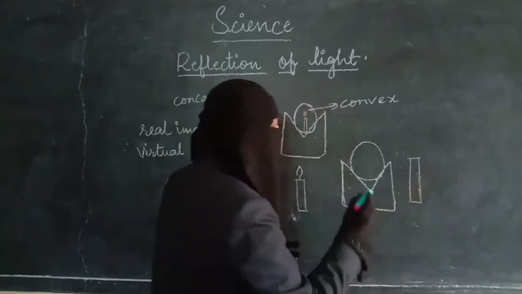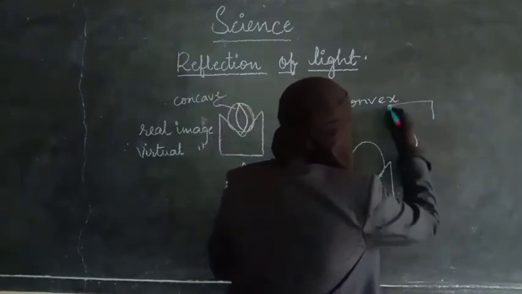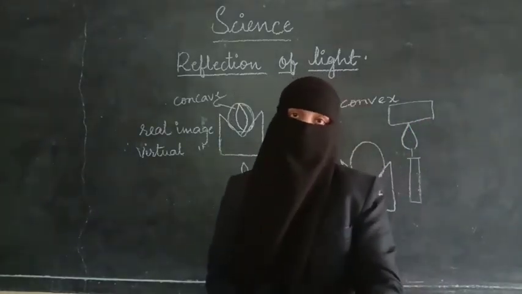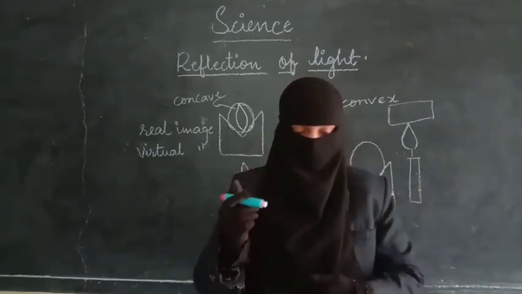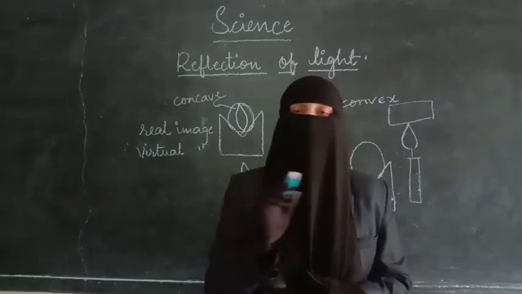I am drawing here, but those will be far. So here the candle will be, and here you have to put the screen. For example, there I have kept a stand with the concave mirror. Here is the candle with the screen. Candle is here, I am putting a paper. Paper is nothing but a screen here. So the screen I am going to keep here.